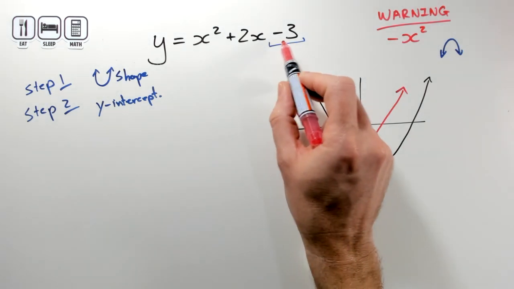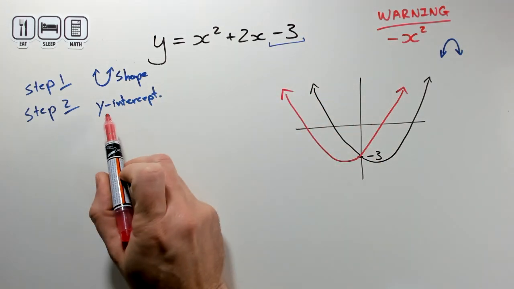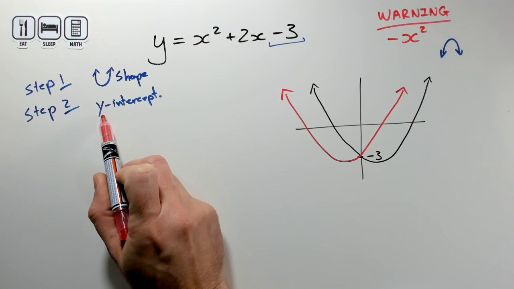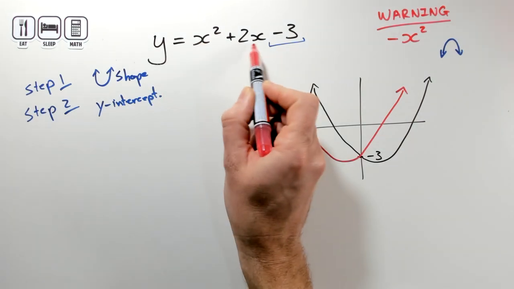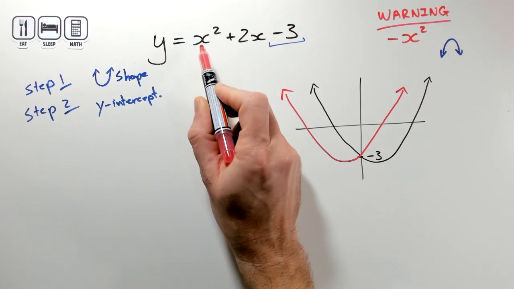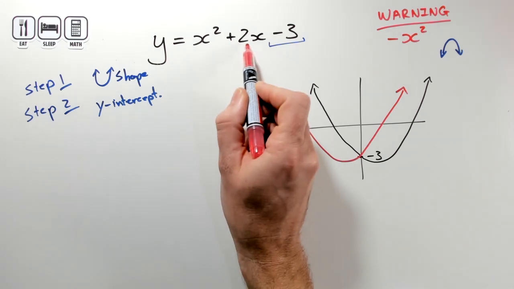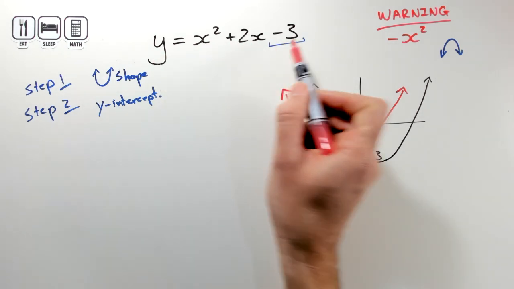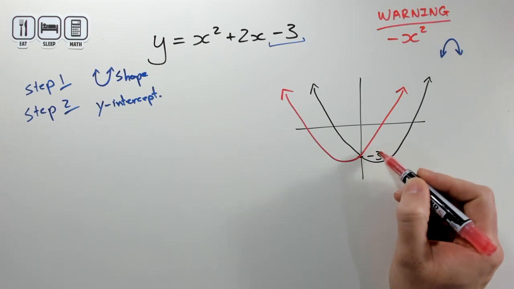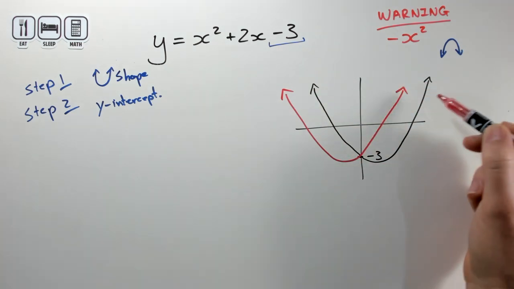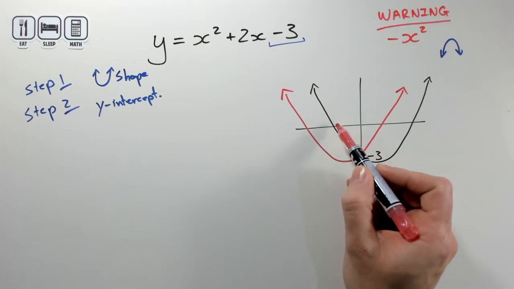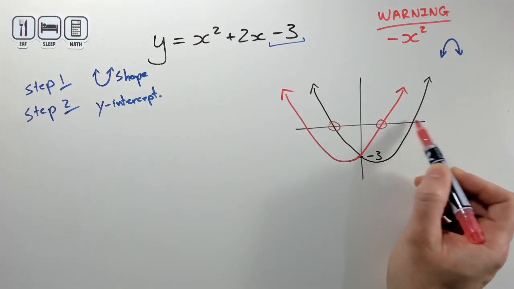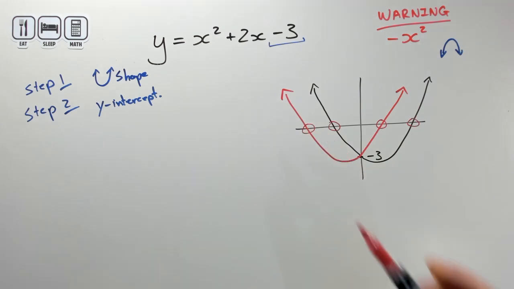Not 3, -3. And the reason for that is, how do I get the y-intercept? Well, I just make x 0. So if I make x 0, that term's going to disappear, because 0 times 0 is 0 and 2 times 0 is 0. So I'm just going to be left with y is equal to -3, and this is where it comes from. So I know the shape, and I know it's going to go through here. What I don't know is where it's crossing the x-axis, and that's the next step.